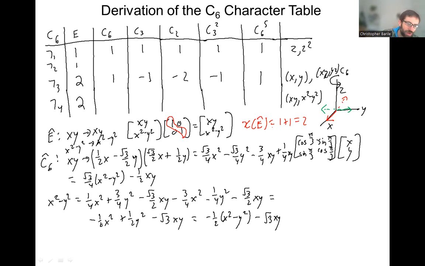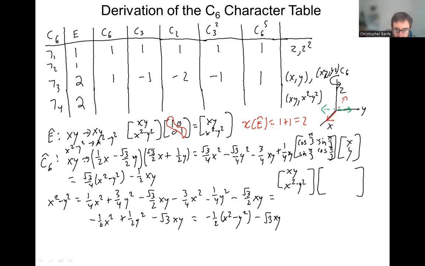And so again, x squared minus y squared transforms as a linear combination of x squared minus y squared and xy, just like xy transformed as a linear combination of x squared minus y squared and xy. Means we did the math right. That's good. Now we can write our transformation matrix for the C6 operation for taking x, y, and x squared minus y squared. And really all we care about is the on-diagonal components here, right? Because those are the ones that contribute to the trace or the character of the matrix.